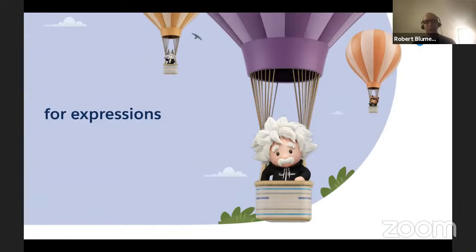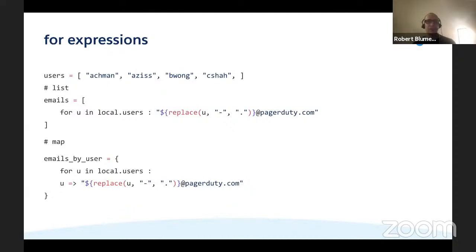Next big add in Terraform 0.12: for expressions, which operate on list and map data types. There are two kinds of for expressions. There are the ones with square braces in which you create a list. On the left side of the colon, you have the iterator name and the set that you're starting from, and on the right side is what your result is. You have access to the iterator value, which in this case is u, the iterator variable.